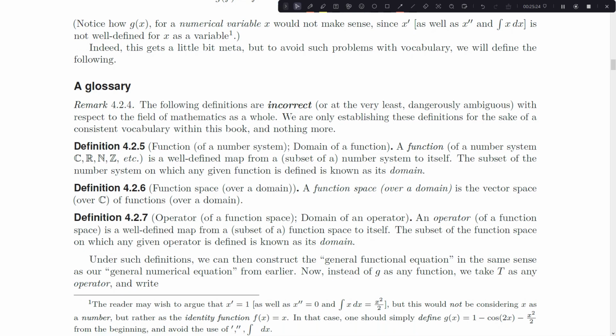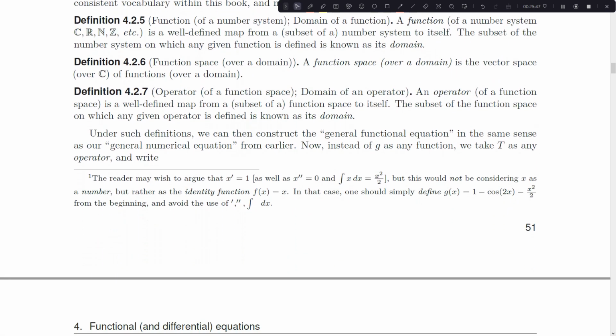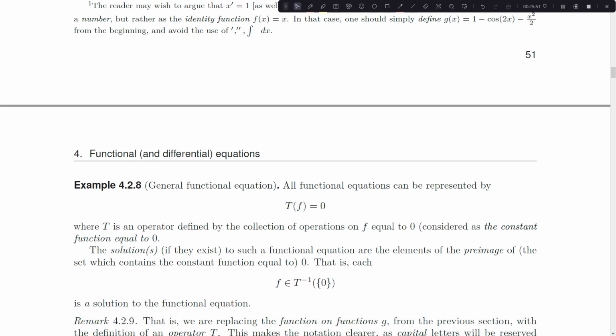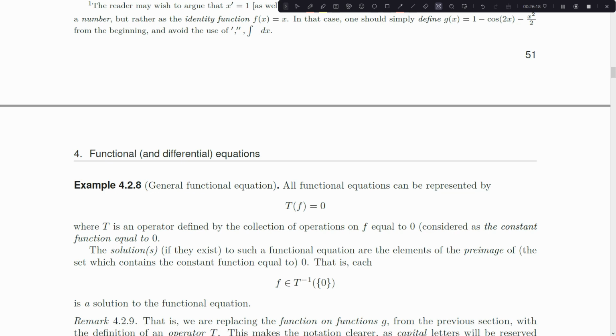Okay, so under these definitions, we can now construct what was akin to my general numerical equation earlier, except instead of g, I'm going to use capital letters. Every time I encounter an operator now, I'm going to use a capital letter. So I'm swapping out my g's from earlier for T's, the operator that I consider, and we'll write our generic functional equation as Tf equals 0. So now T is some operator which takes in a function and outputs a new function, and I'm saying that that new function should be the constant function 0. And then to solve this equation, I'm going to search for elements in the preimage of this operator, the preimage of the constant function 0 with respect to this operator.